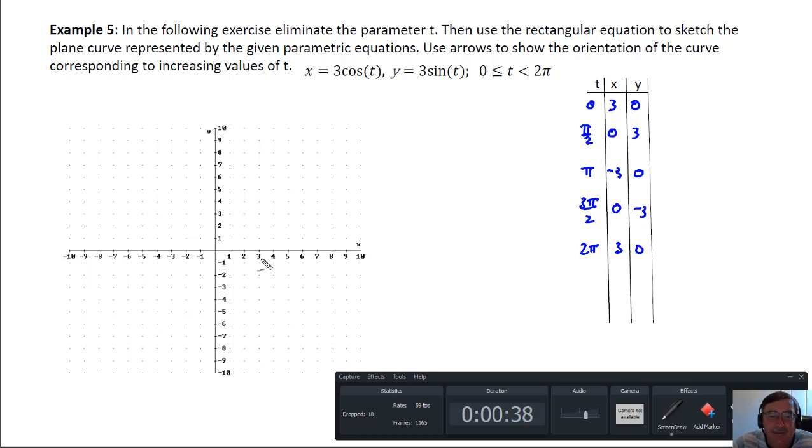So let's plot these. So 3, 0, 0, 3. So this one's kind of heading in the direction of our positive angles, like the other one, the first example, did not. -3, 0, 0, -3, and then back here. All right, so we can label this if you want to. t equals 0, t equals pi over 2, and then we can do this all the way around.